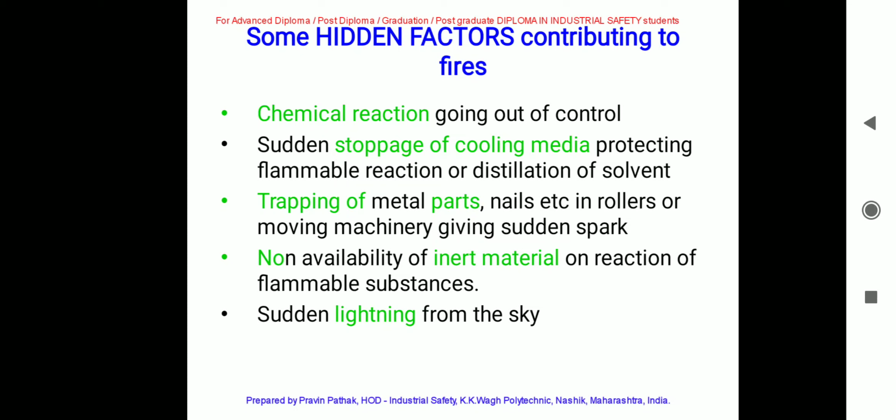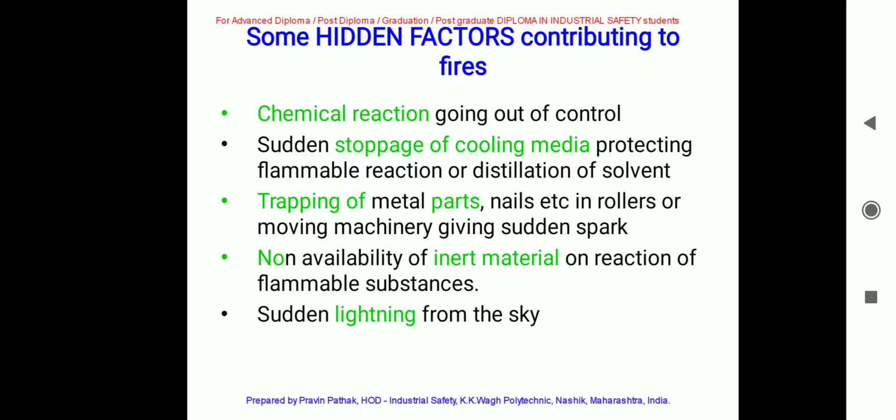Trapping of metal parts, nails, etc. in rollers or moving machinery giving sudden sparks. So sudden stoppage, that is trapping of metal parts or other parts, may give a sudden spark. So spark is again a source of heat.